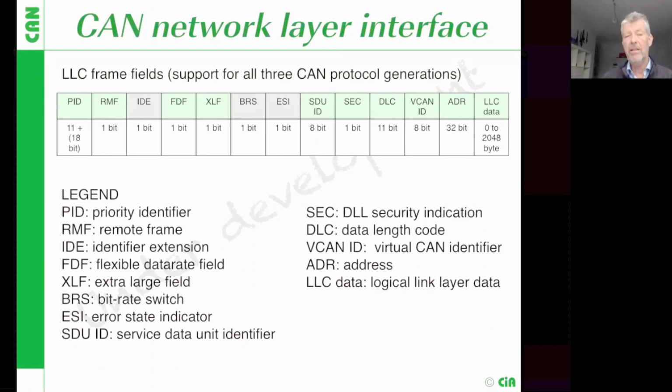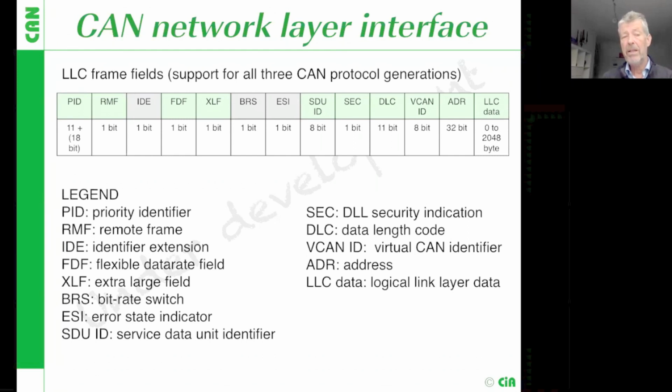So if you decide to send, for example, an FD frame, then you have to set the BRS and the ESI bit. And the IDE bit distinguishes between the 11-bit identifier and the 29-bit identifier of classical CAN and CAN-FD.